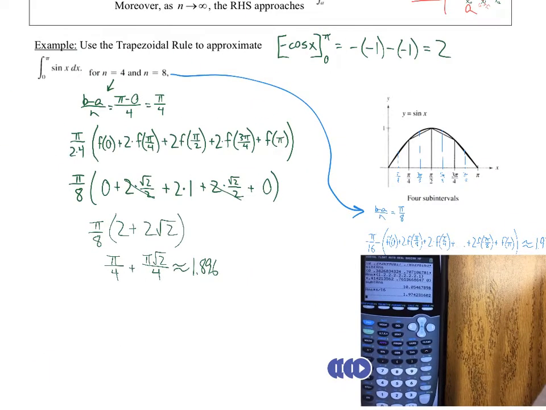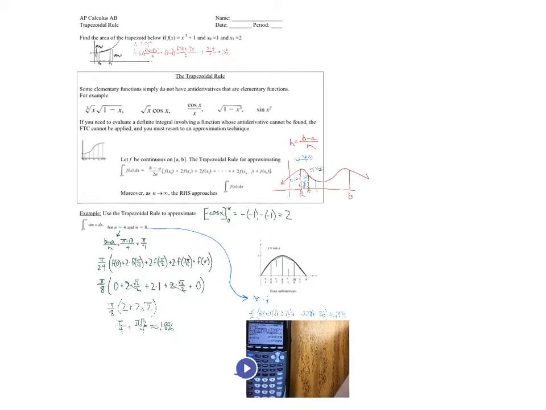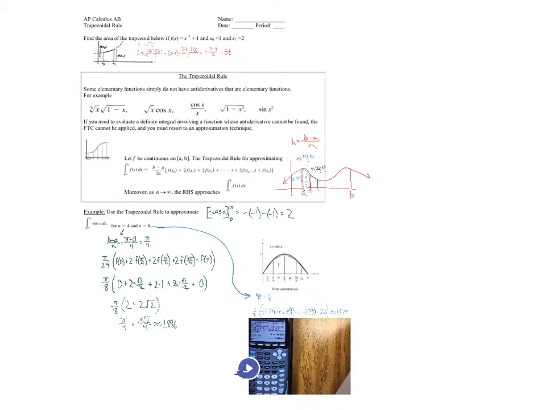So, all right. So that's our trapezoid rule. That's the basic principle there. You're just adding up the areas of the different trapezoids. And the formula is kind of a shortcut, so you don't have to do each of them individually.